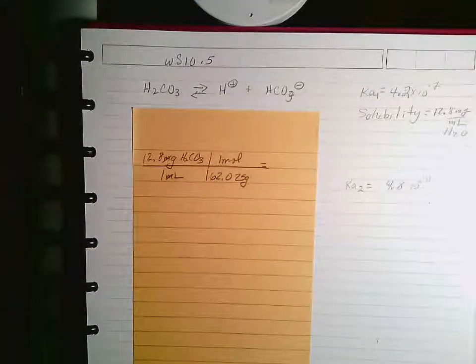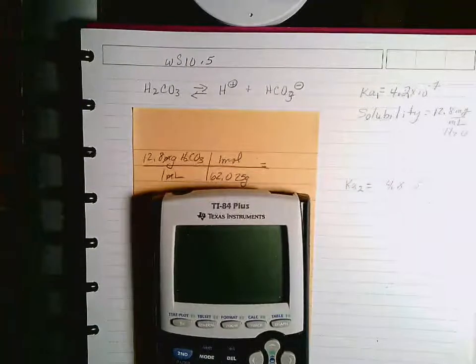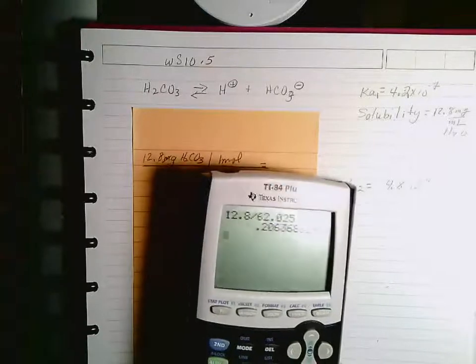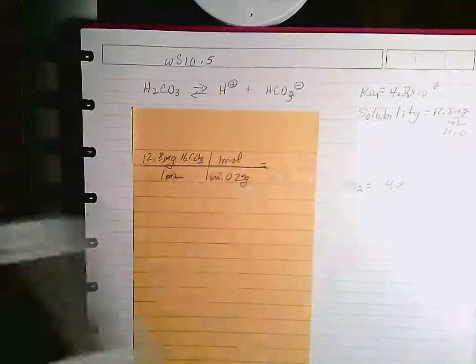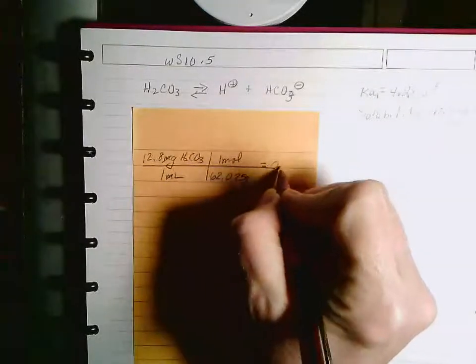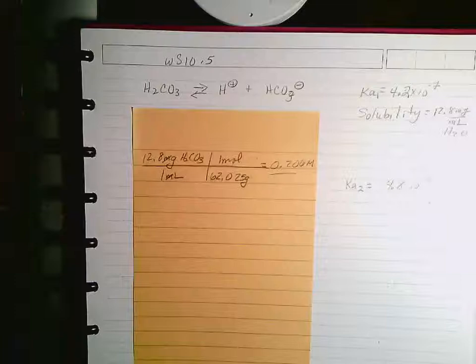So I'm going to take my calculator and I'm going to take 12.8 and divide it by 62.025, and I get as an answer, you can't really see it there, but it's 0.206 molar. So that is my initial concentration of my acid.